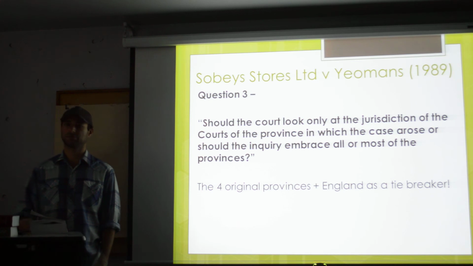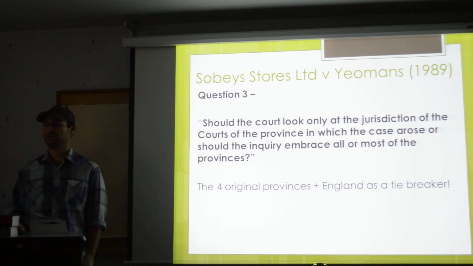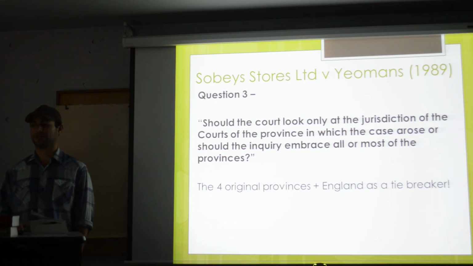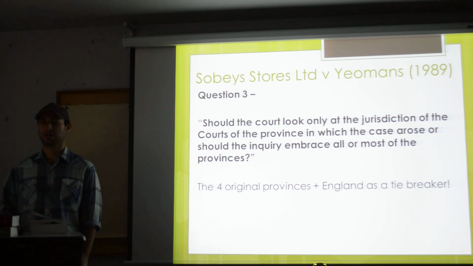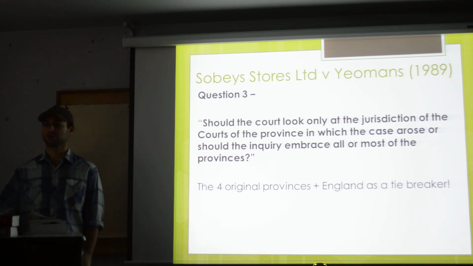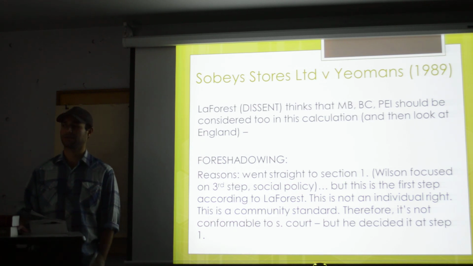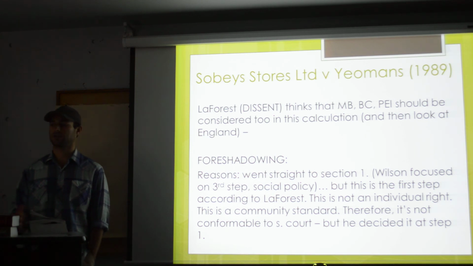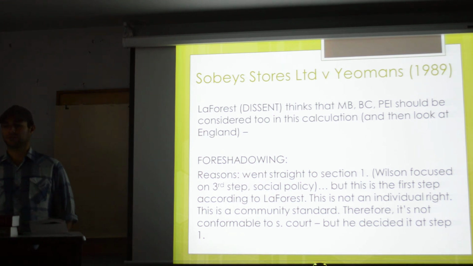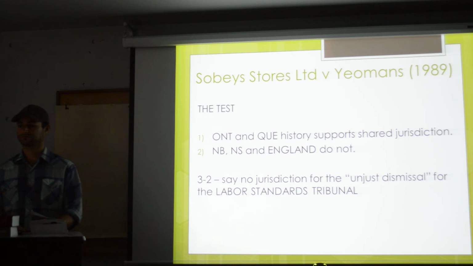So question 3, before we get to the three-part test: should the court look only at the jurisdiction of the courts of the province? And they decided no, they were going to look at the 4 original provinces and use England as a tiebreaker. Laforest dissented in that and thought that Manitoba, BC, and PEI should be considered, and then we look at England. Some foreshadowing here. We're not going to look at that. We're just going to do the test.